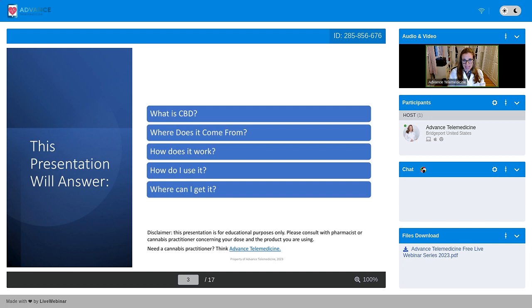Let's start by saying cannabis is a great type of therapy or medication. It's non-addictive, meaning if you stop using it, your body will not go through any kind of withdrawal. It's overall very safe and has very few interactions with any other types of medications or medical conditions.